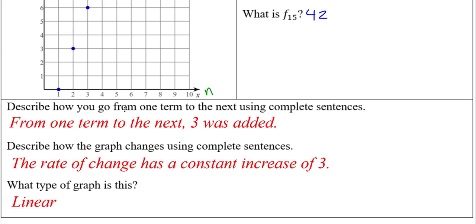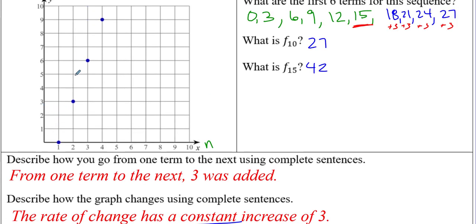All right, welcome back. So going from one term to the next, 3 was added. Not too difficult. Describing how the graph changes. So what is the graph actually doing? Here we have a rate of change that has a constant increase of 3. For every term that we go up, we are increasing by 3. And that word constant, if you remember from previous lessons, if we have a constant rate of change, then we have a linear graph. It looks like it is a straight line right there.